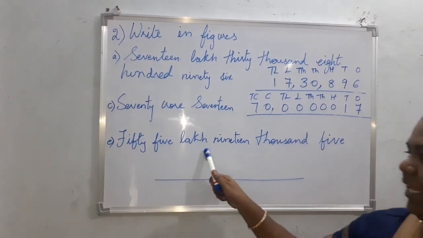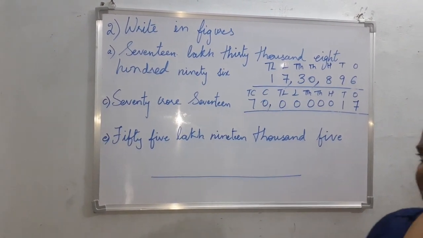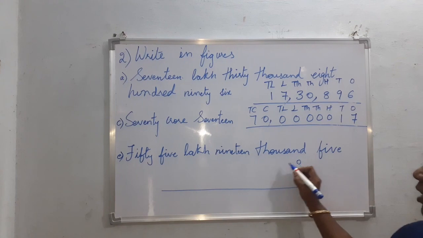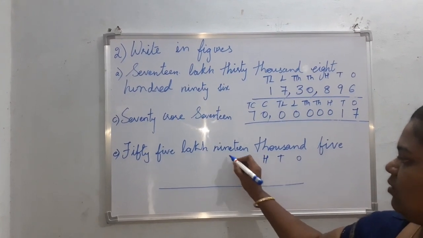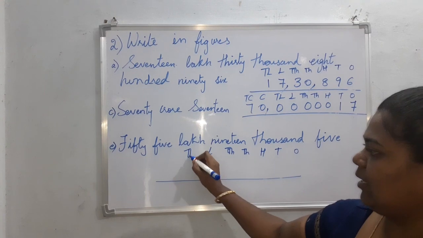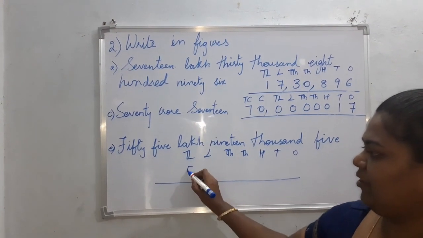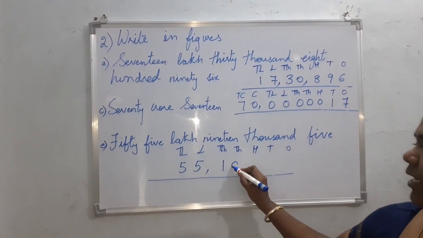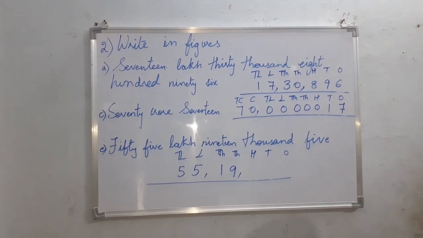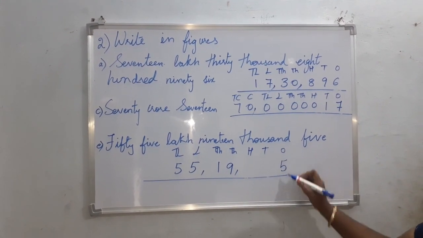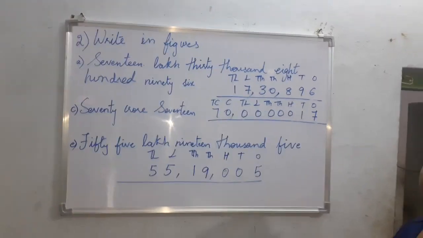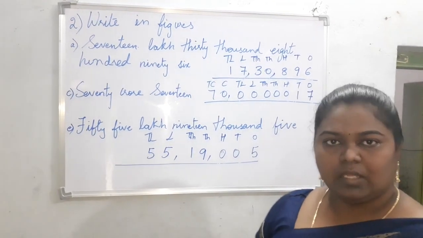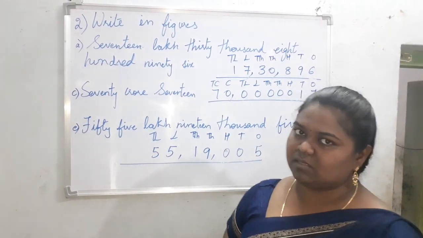Next, 55 lakh, 19,005. So here also we have till the lakhs place, so till 10 lakhs we have to write the place values: ones, tens, hundreds, 1,000, 10,000, lakhs, 10 lakhs. 55 lakh, 55 in lakhs place. 19,000, 19 in 1,000 and 10,000's place. 5 is a single digit number, so in ones place put 5 and the remaining places you can fill in with zeros. And the remaining bits you can write in your homework book. Do it, and when the school reopens, we'll check it.